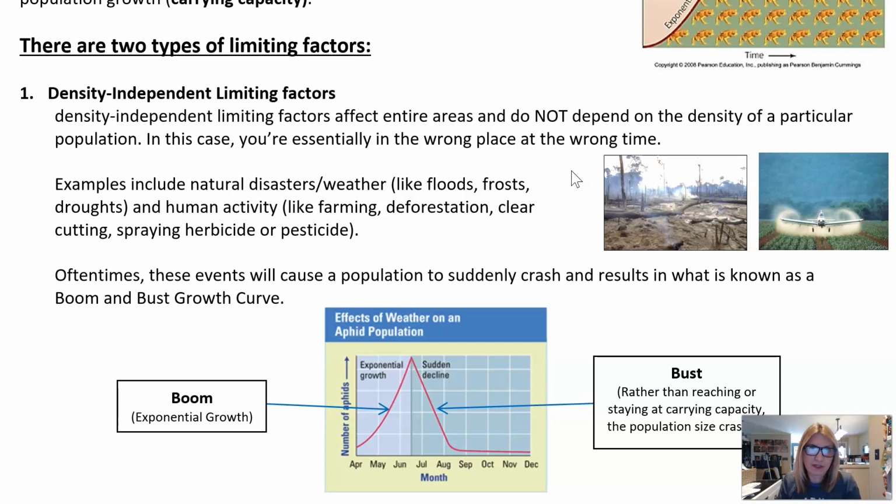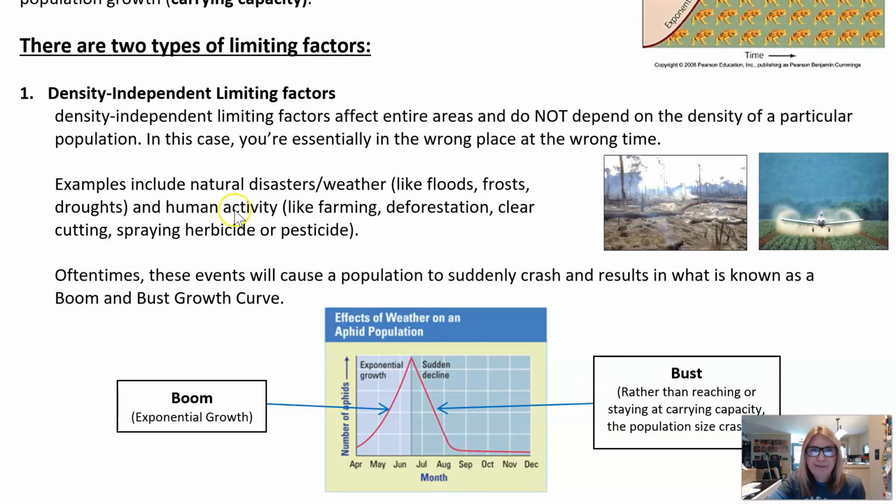So for example, if there's a forest fire and you aren't able to get out of the area, then that would be density independent. It doesn't matter how many birds or earthworms or humans or deer, whatever. If you were there and you couldn't escape, it doesn't matter how many of you were there. You were in the wrong place at the wrong time, and so that's density independent. It doesn't depend on the density. Some other examples would be spraying herbicides to kill plants or spraying pesticides to kill bugs.